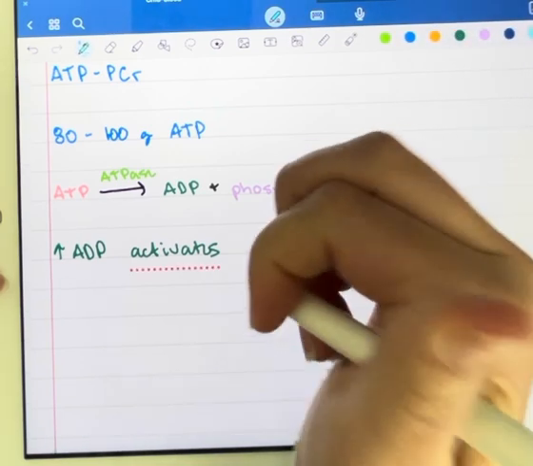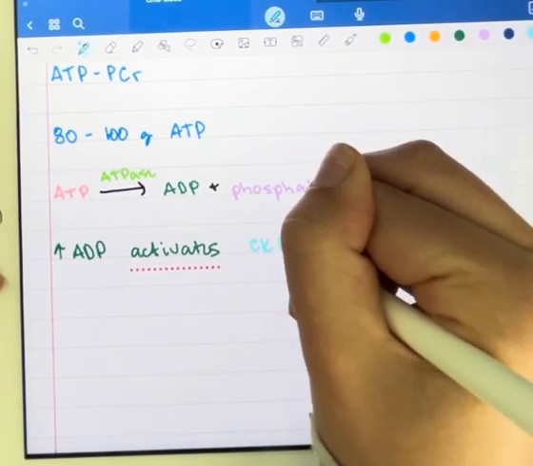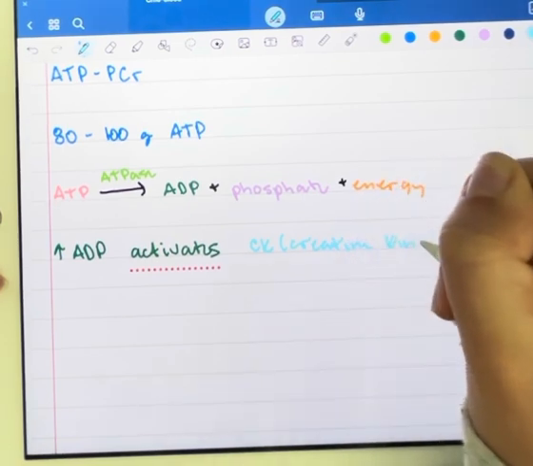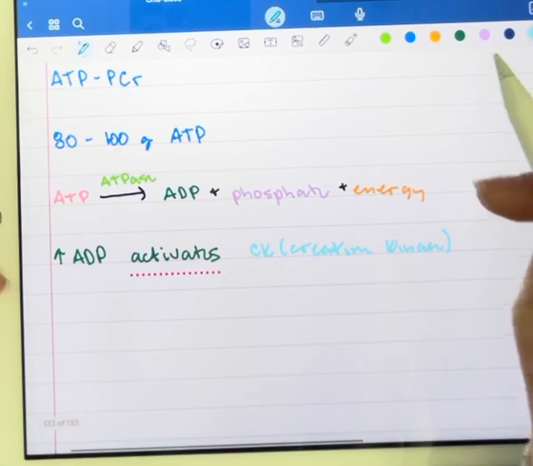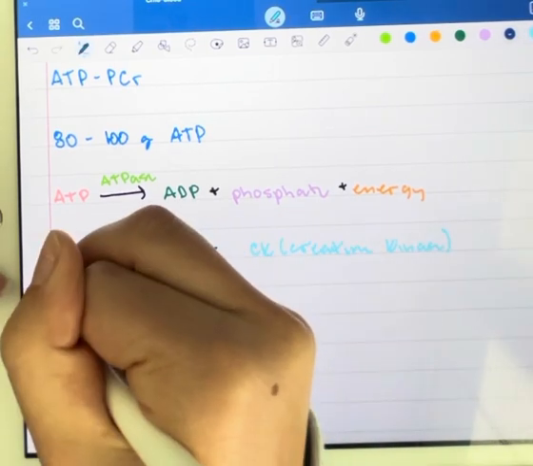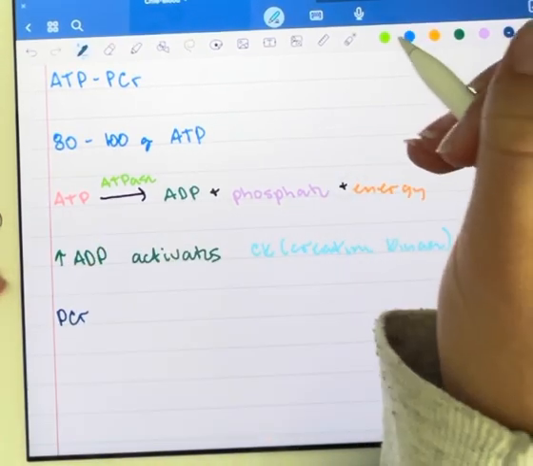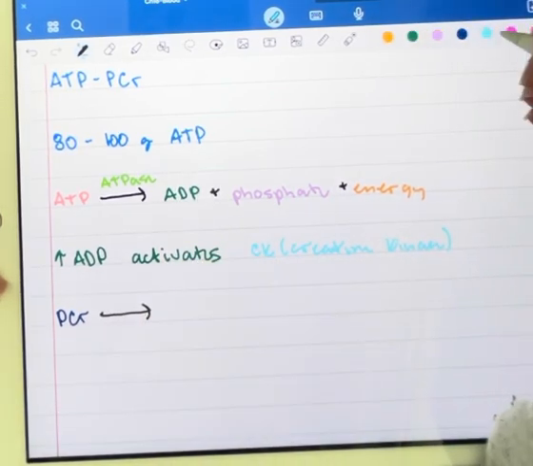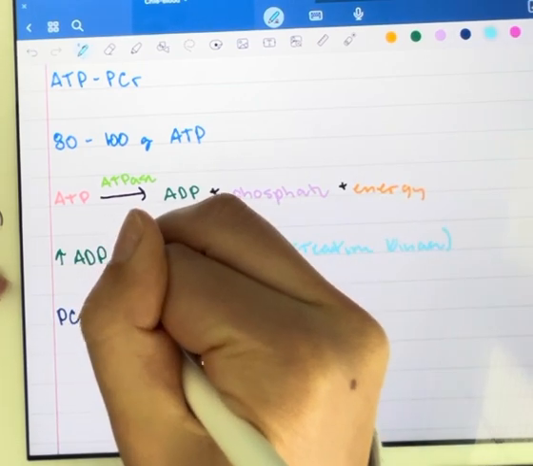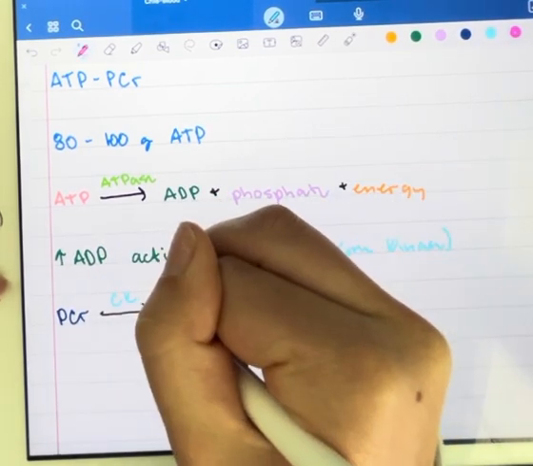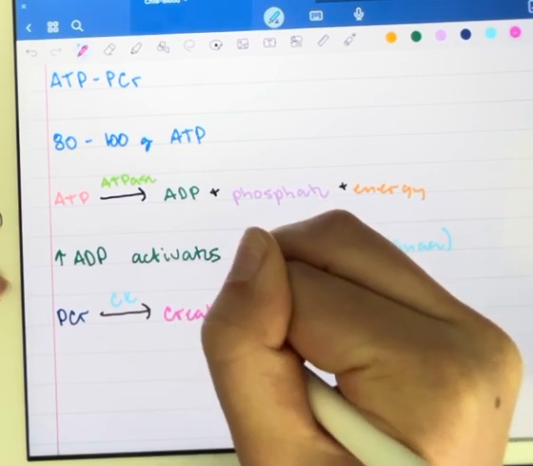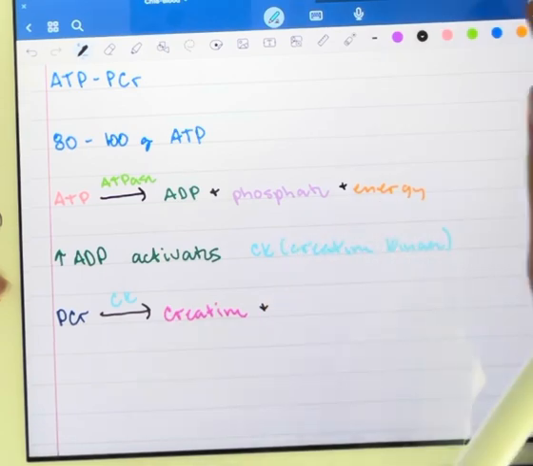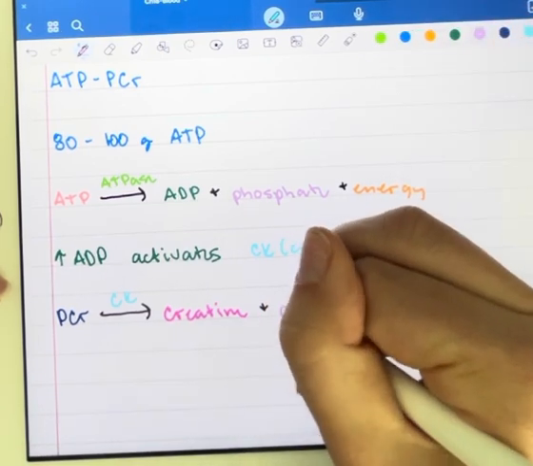And CK, or creatine kinase, is used to break down PCR. When PCR is broken down through creatine kinase, it forms a free-floating creatine molecule as well as another free-floating phosphate molecule.